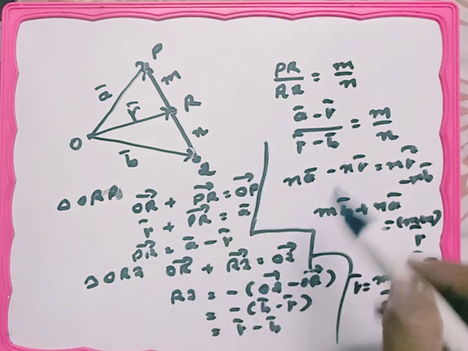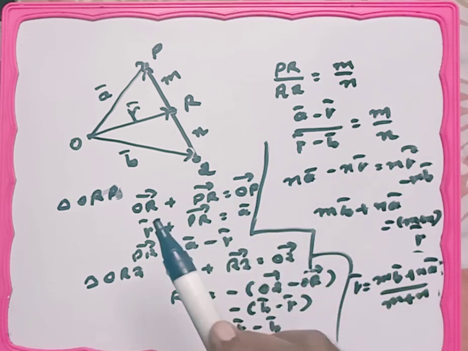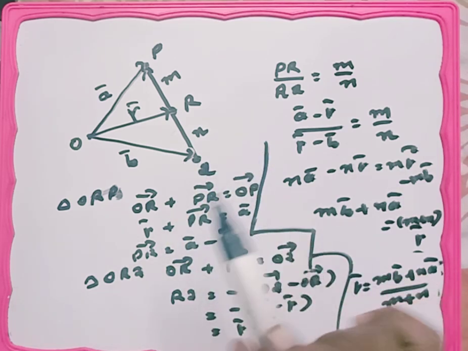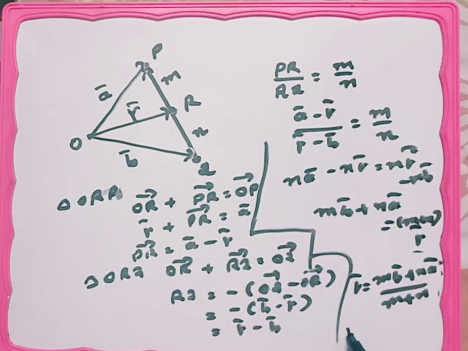Now this is the internally dividing case, so m and n are positive, but if R divides externally, then we will have the formula with m and n negative, so m b bar minus n a bar upon m minus n. And so when R divides internally, we take m b bar plus n a bar by m plus n, and when R divides externally, then we take m b bar minus n a bar by m minus n.